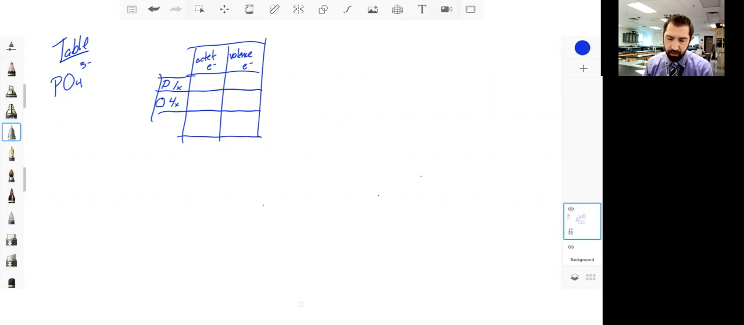The one exception for the octet electron column, because it's always going to be 8, is hydrogen. So I'm going to put a little star. If hydrogen is involved, you only need 2 valence electrons. So it wants 2, and it's going to be like helium's configuration, and it's content. Otherwise, we're always going to use 8 in this column.